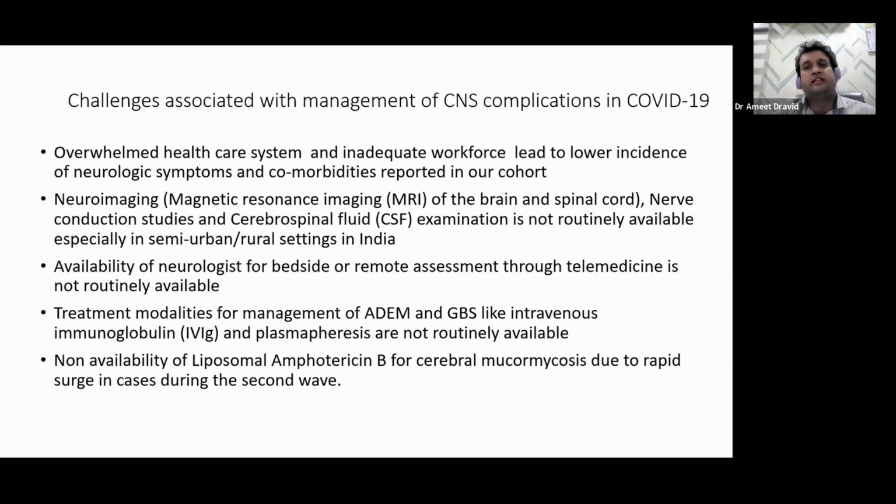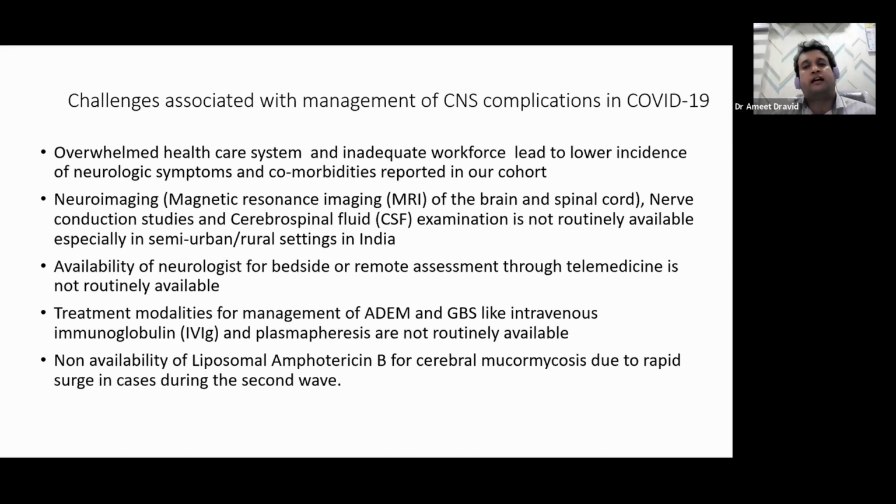As regards neuroimaging, it was scarcely there in patients who were admitted in semi-urban and rural settings. Nerve conduction studies and CSF examination was not routinely available, especially in patients who were on non-invasive or invasive ventilation. Similarly, availability of neurologists for bedside or remote assessment through telemedicine was not routinely available, because of which multiple times the decisions had to be taken by the intensivist or the physician on call.